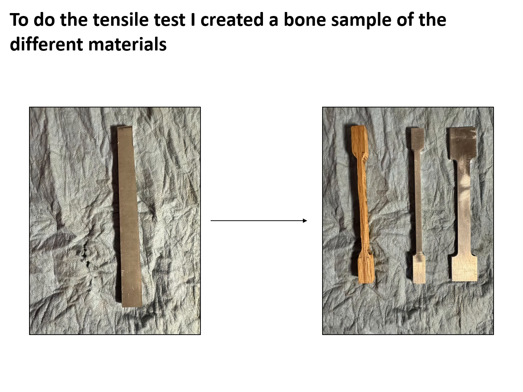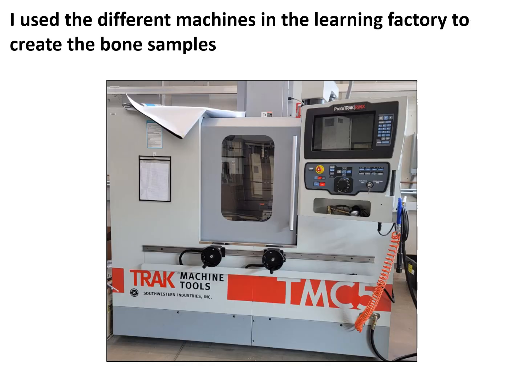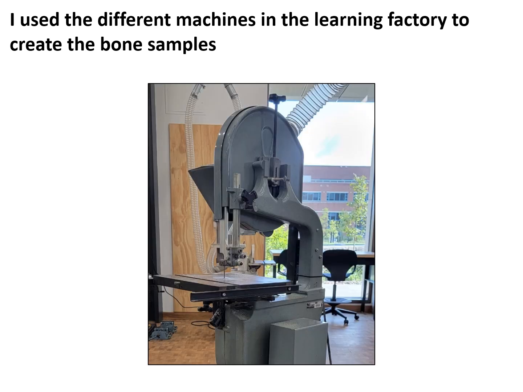When the rupture of the sample occurs in the midsection, it is attributed to the material reaching its maximum tensile strength. The samples shown in the picture are the samples I used for my project. However, I had to use the machines in the learning factory to cut them down into that bone structure you see. From the learning factory, I used the metal shop mills to accurately cut the metal samples into the bone structure.